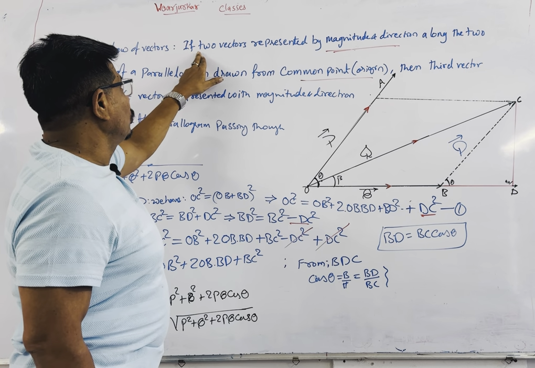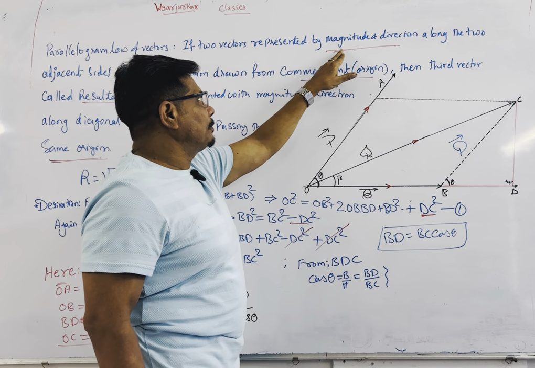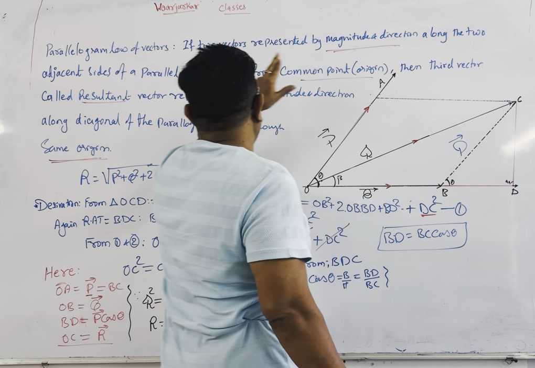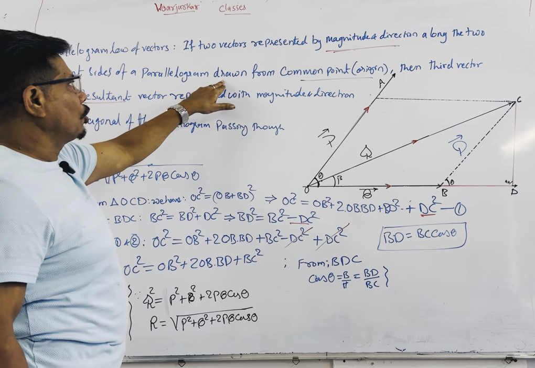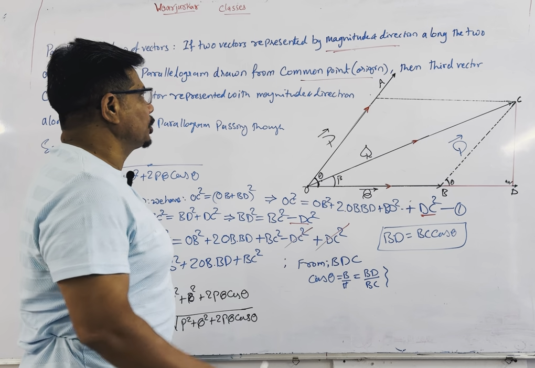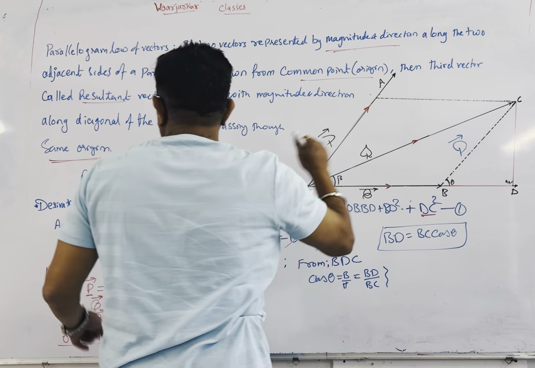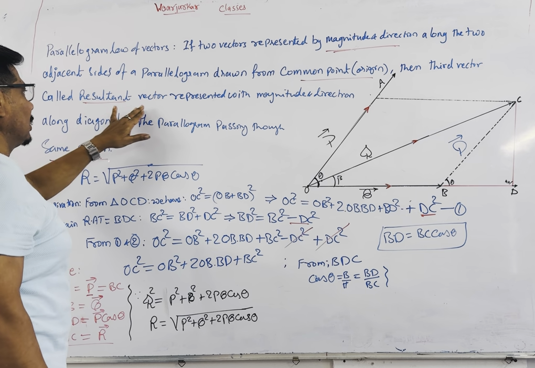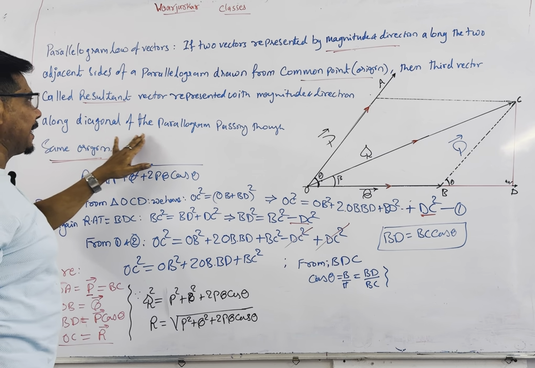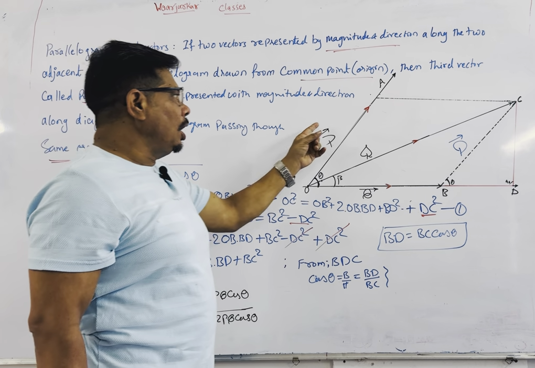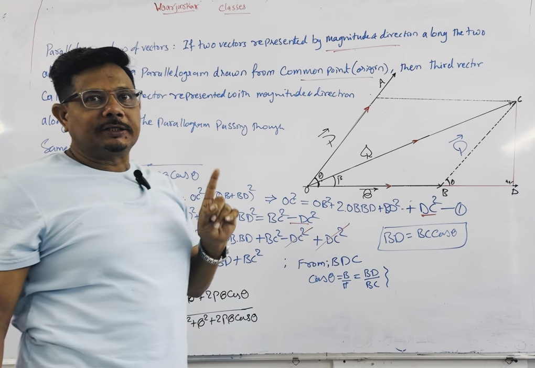If two vectors are represented with magnitude and direction along the two adjacent sides of a parallelogram drawn from a common origin, then the third vector, called the resultant vector, is represented with magnitude and direction along the diagonal of the parallelogram, and all three vectors start from the same point.